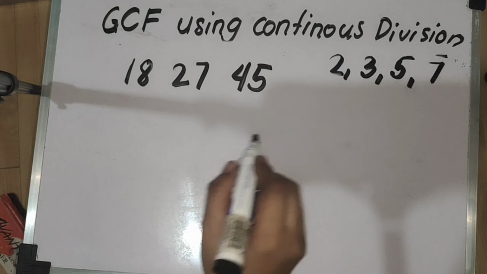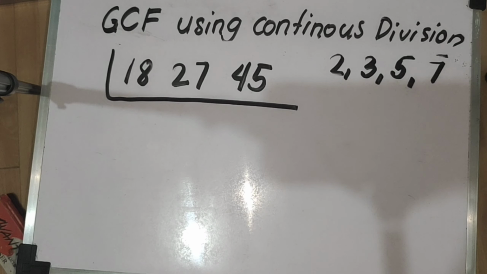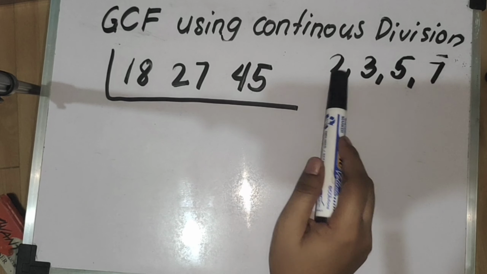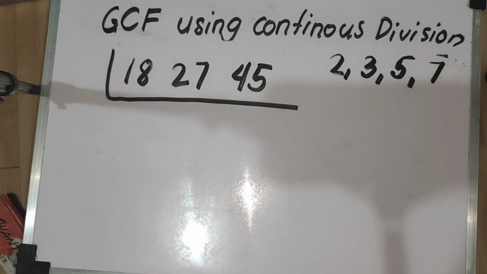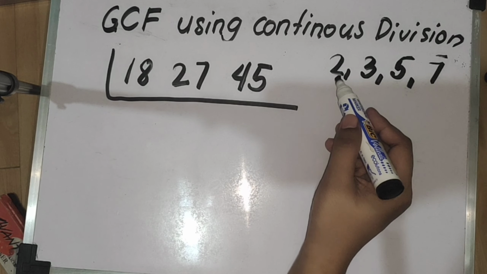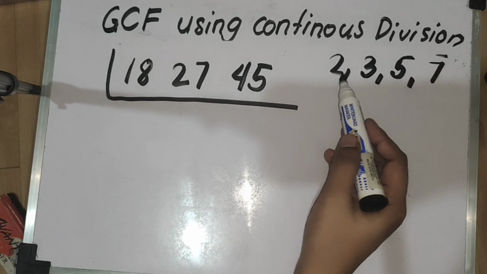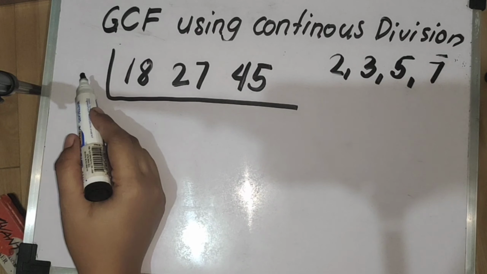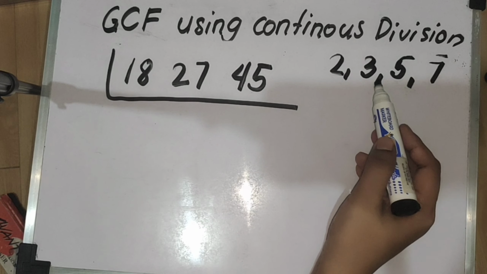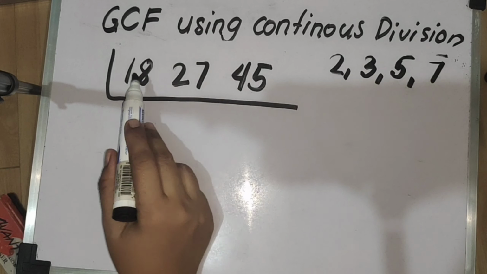So dapat lahat ay divisible. Okay, so let us check. Is 18 divisible by 2? Yes. Is 27 divisible by 2? No. So since nag-no tayo sa 27, therefore we will not use 2 as our divisor here. So move tayo sa isang prime number natin, which is 3. So proceed ulit tayo dito.